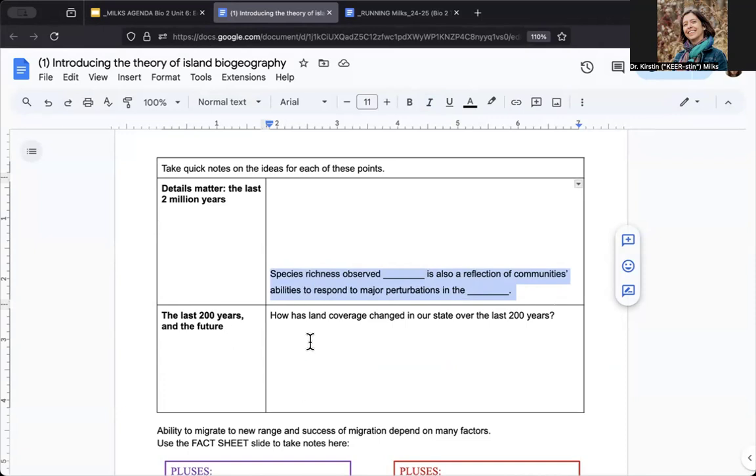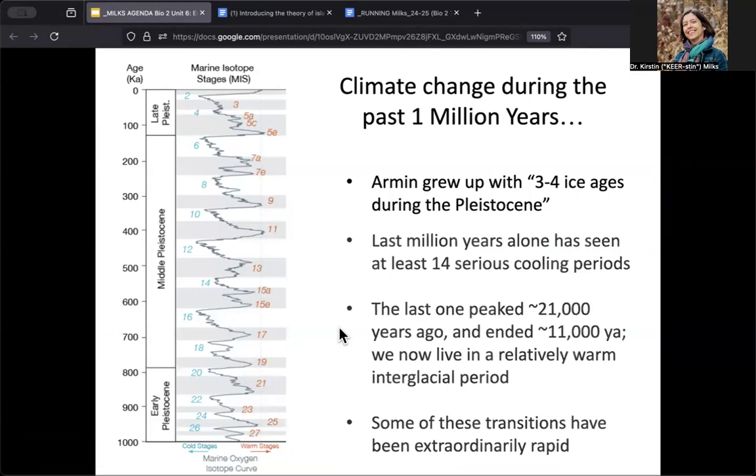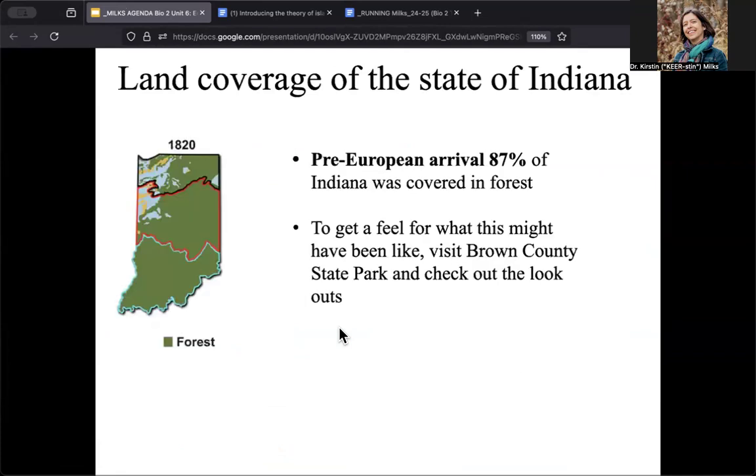I'm going to fly through the last 200 years and the future. I'm just going to ask you some questions about how land coverage has changed in our state over the last 200 years, because we're living at the end of those last 200 years. So here's the story. Yes, we got it. Oh yeah, Armin wants you to know that he's not much older than me, and what we know about climate change has changed pretty dramatically. And we now have a better picture than ever of this idea that there are some really serious warming patterns and cooling patterns, but we're making the climate change faster than anything we've ever had record for. So cool. The last 200 years and the future.